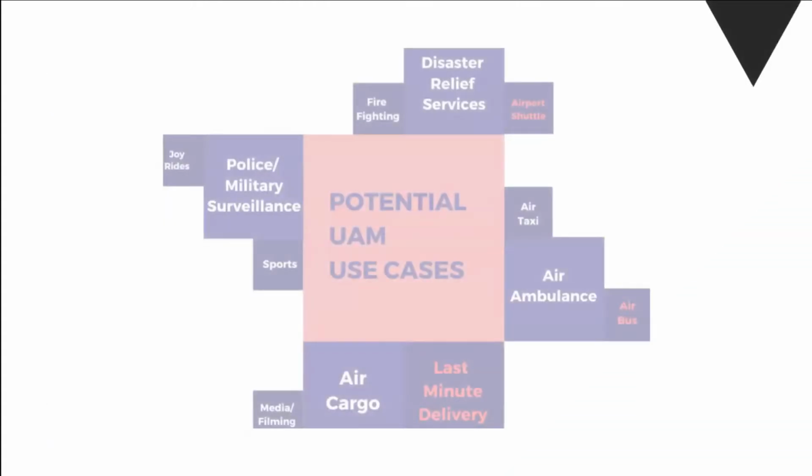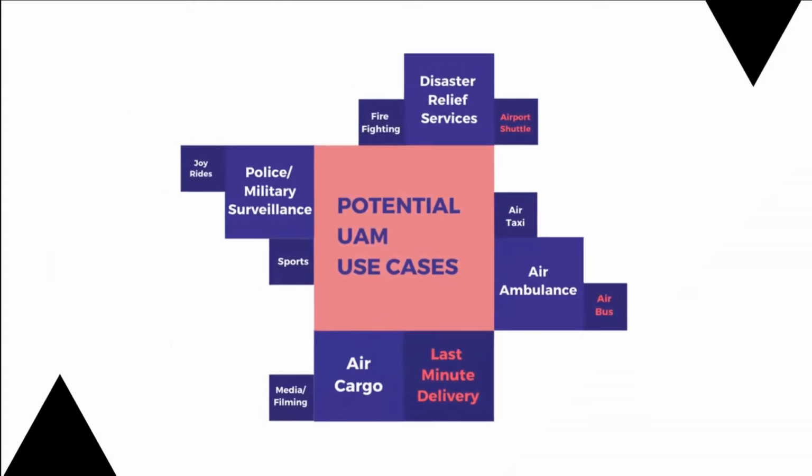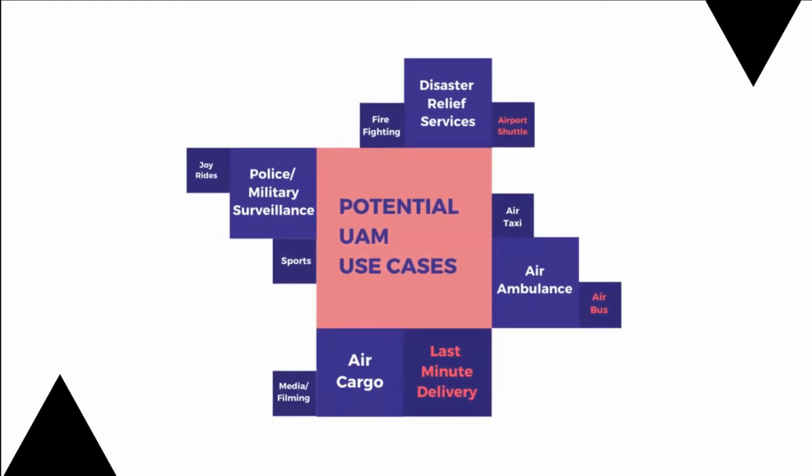Let's move forward. UAM is not just limited to flying taxis. There could be moving cargo, and a lot of other things. They have a lot to offer, like disaster relief services, air ambulance, firefighting, or joyrides. A lot of people like to travel around the city and take joyrides. There is also police and military surveillance, sports, air cargo, media. So there could be a lot more than just air taxis or moving cargo. They have an ample amount of applications in the world.